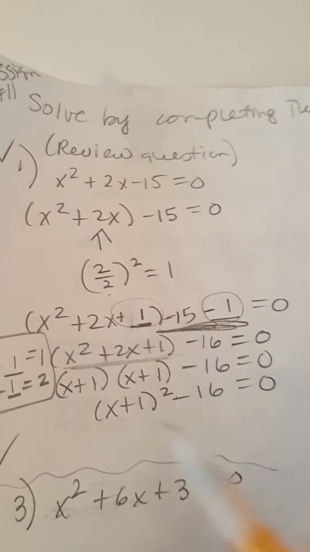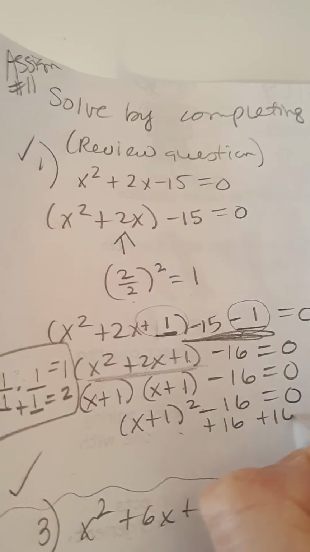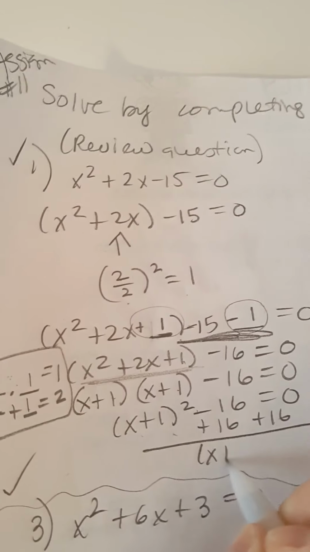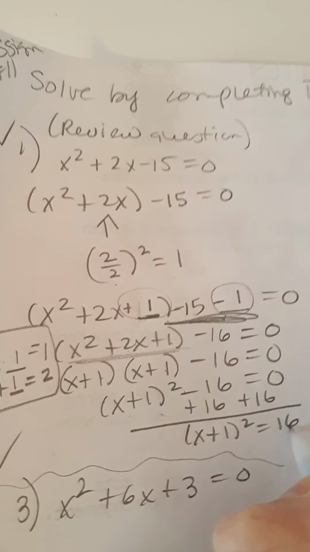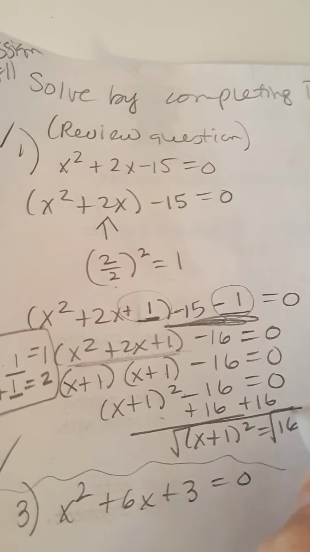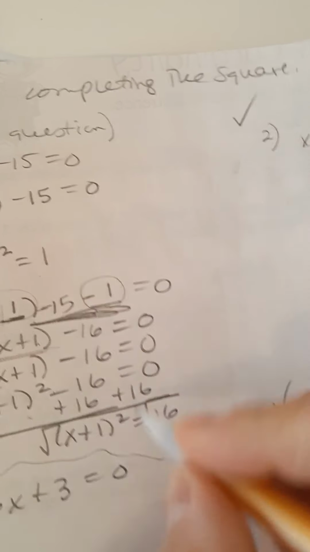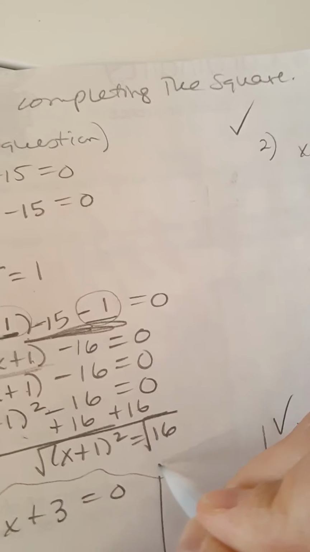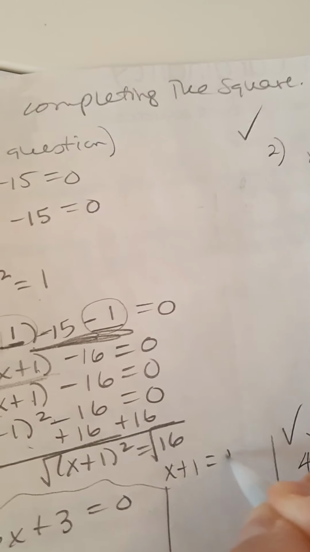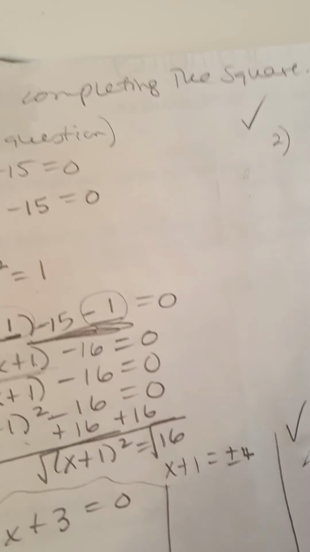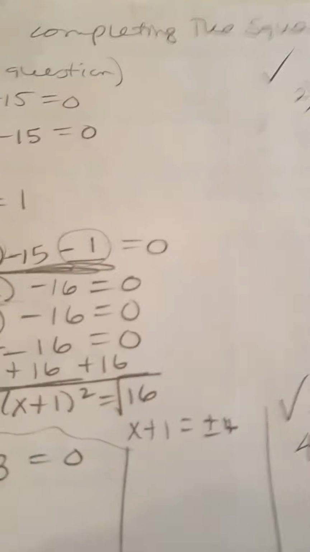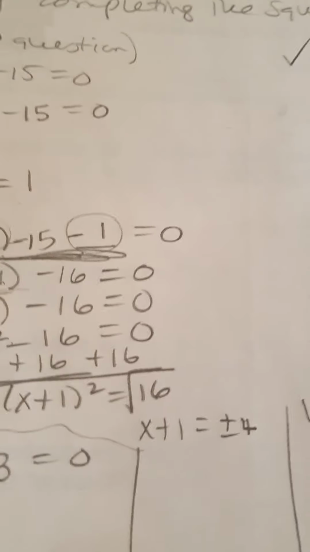Now at this point, you want to solve for x. So you're going to add 16 to both sides. So you're now at x plus 1 squared equals 16. Take the square root of both sides. I'm running out of space. So now you get x plus 1 equals, don't forget, plus and minus 4. Like I said, this was a review question, so there's going to be no simplifying of radicals.